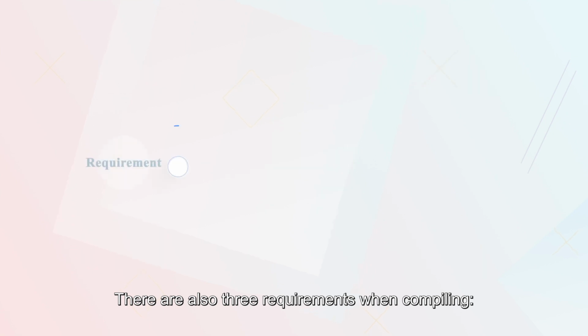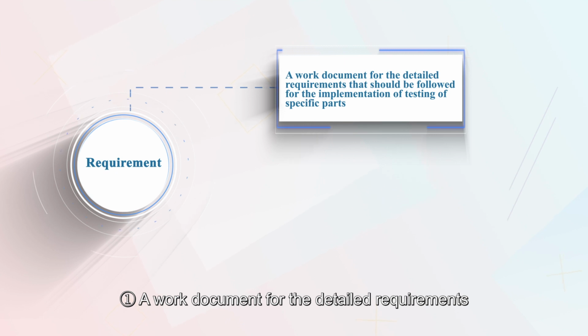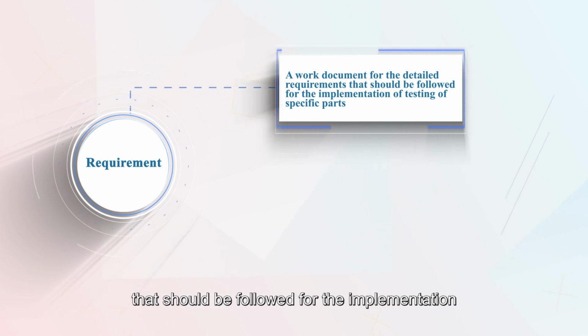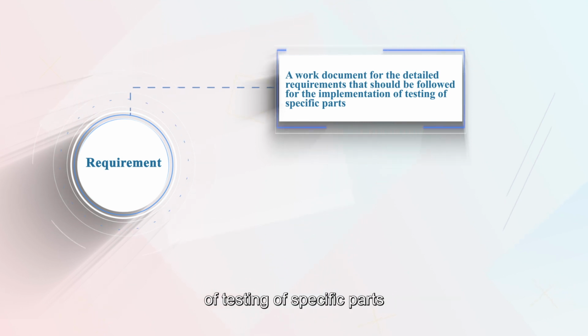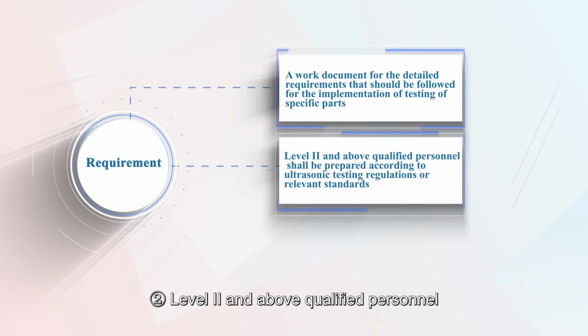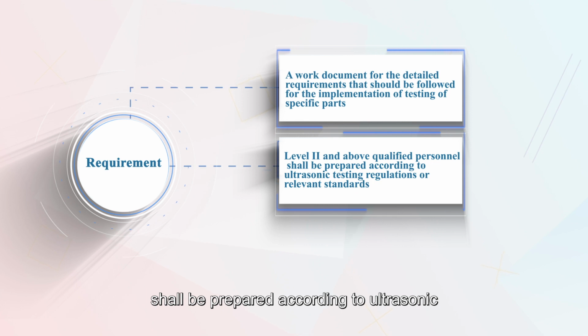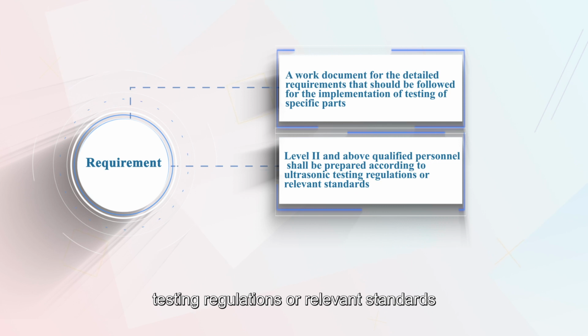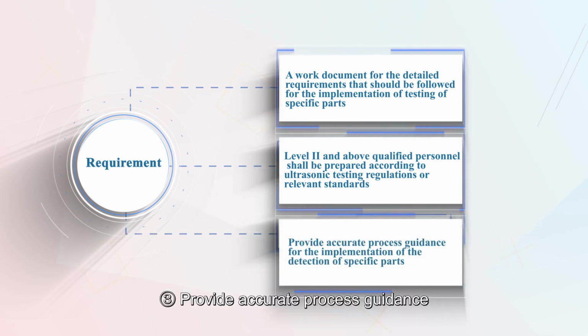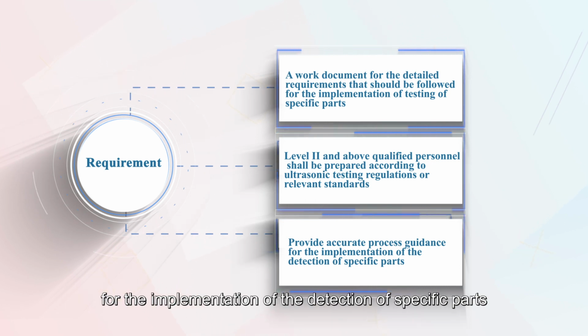There are also 3 requirements when compiling. 1. A work document for the detailed requirements that should be followed for the implementation of testing of specific parts. 2. Level 2 and above qualified personnel shall prepare it according to the ultrasonic testing regulations or relevant standard. 3. Provide accurate process guidance for the implementation of the detection of specific parts.